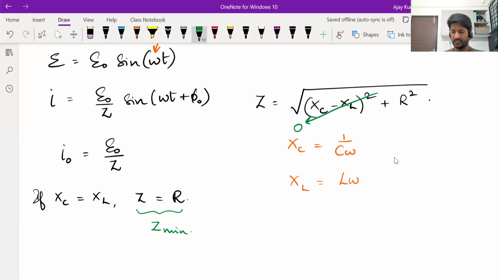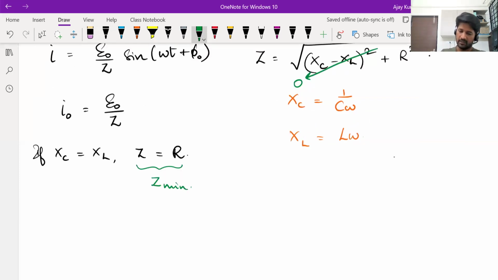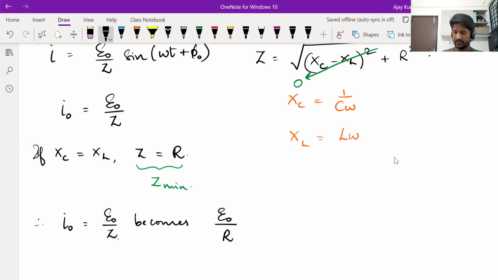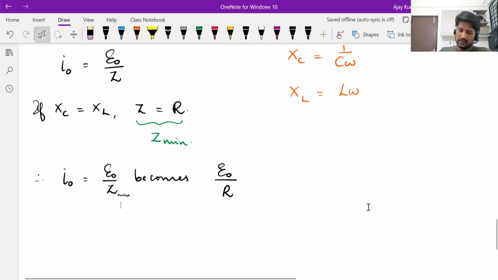If Z is minimum, the peak value of current, I naught, which is equal to E naught by Z, becomes E naught by R. Z is at its minimum, so I naught will be at its maximum. That means if XC is equal to XL, you will get the strongest current in the AC circuit. Peak value of current will be the highest. This condition is what we call resonance.